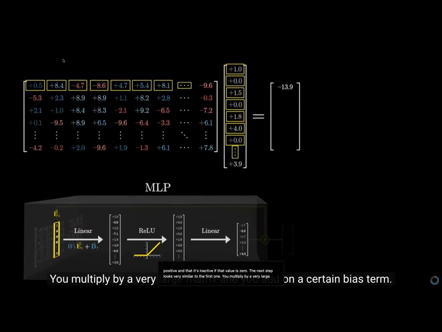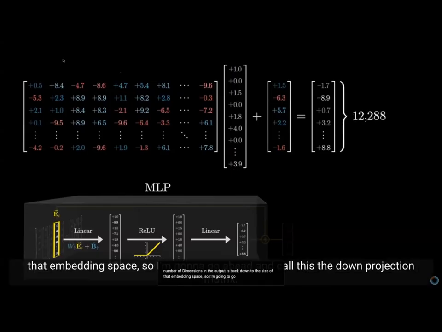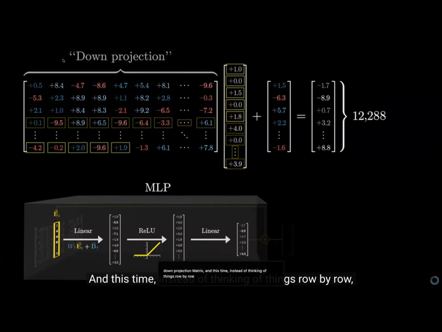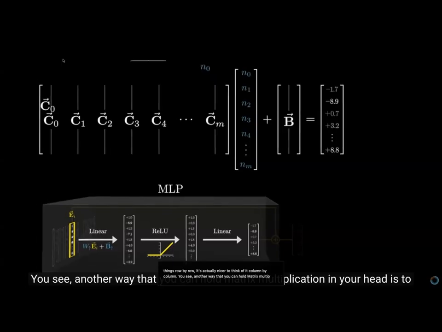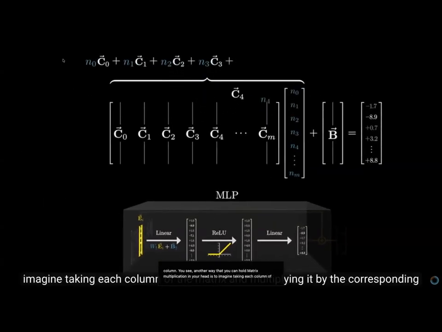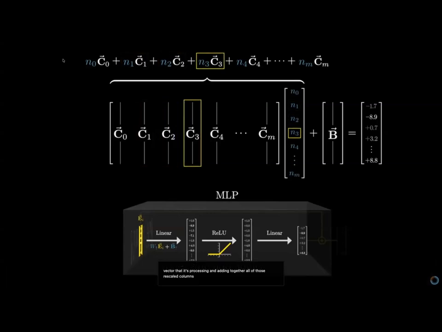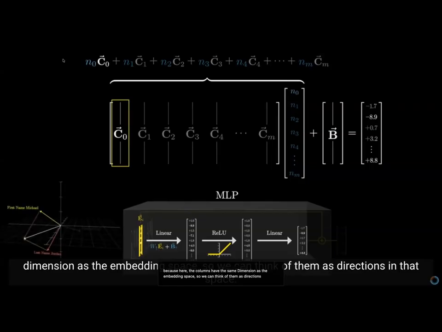The next step looks very similar to the first one. You multiply by a very large matrix and you add on a certain bias term. In this case, the number of dimensions in the output is back down to the size of that embedding space, so I'm going to go ahead and call this the down projection matrix. And this time, instead of thinking of things row by row, it's actually nicer to think of it column by column. You see, another way that you can hold matrix multiplication in your head is to imagine taking each column of the matrix and multiplying it by the corresponding term in the vector that it's processing, and adding together all of those rescaled columns. The reason it's nicer to think about this way is because here the columns have the same dimension as the embedding space, so we can think of them as directions in that space.